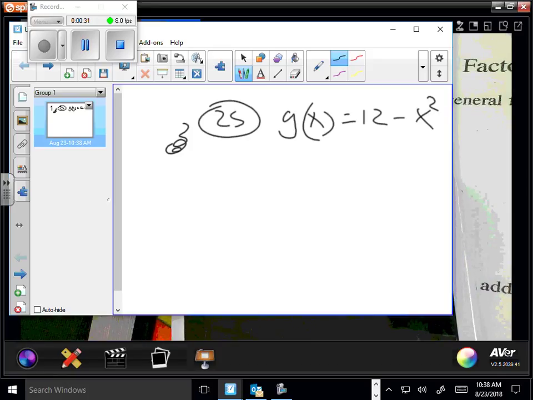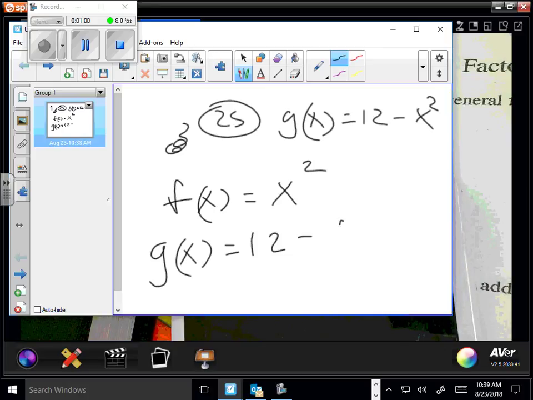Okay, what family of curves does g of x belong to? Is it linear? Is it square root? It's a parabola. So I'm going to say that there's this function called f of x, my reference graph. And so if I'm thinking about how I could rewrite this in terms of f of x, I would say that g of x equals 12 minus f of x. But you wanted the whole thing, not just d.